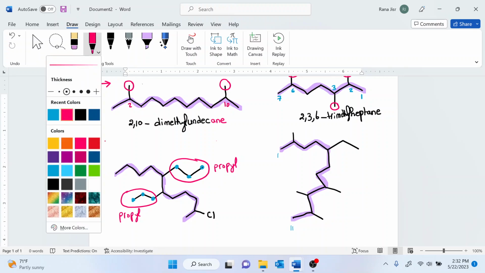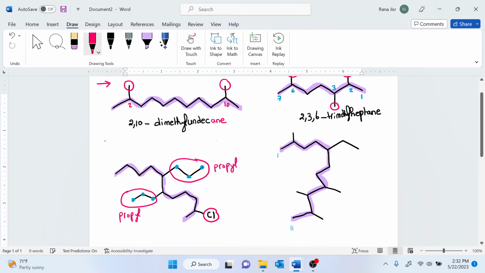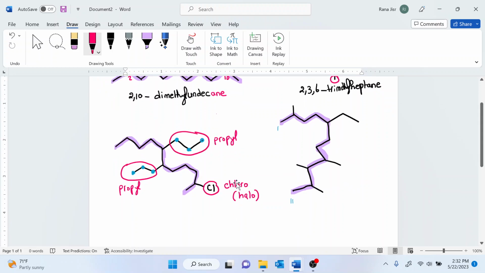And then I have my last substituent, which is a chlorine. Instead of naming it as a chlorine, I'm going to name it as a chloro. Normally, the halogens are named as halo compounds whenever they are connected to the alkane chain. So you have chloro, bromo, fluoro, iodo, and so forth.